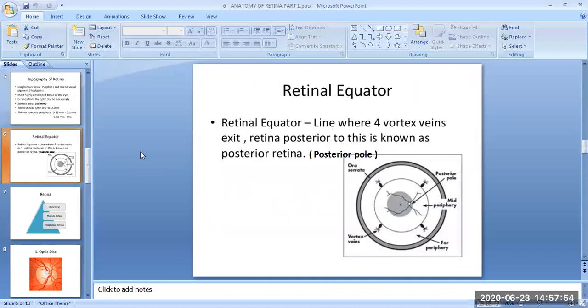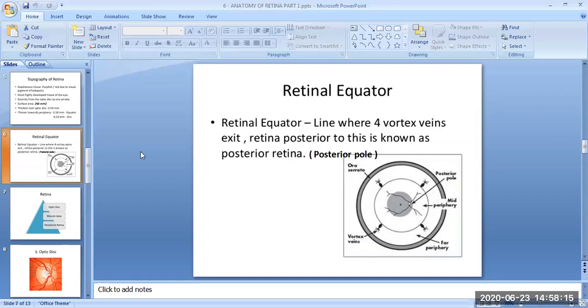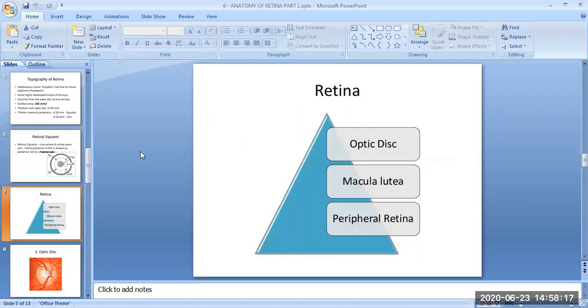Then the retinal equator. The retinal equator is a line where four vortex veins exit. The retina posterior to this is known as the posterior retina. Actually, posterior pole refers to the area of the retina posterior to the retinal equator. The retina has important structures called the optic disc, macula lutea, and peripheral retina.